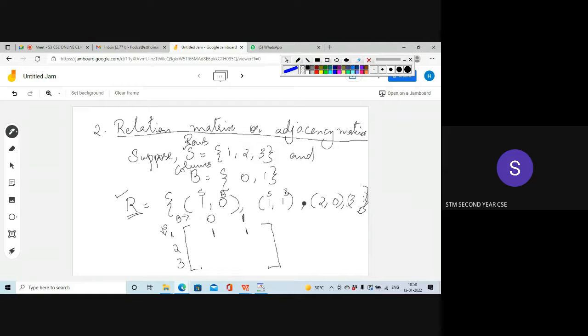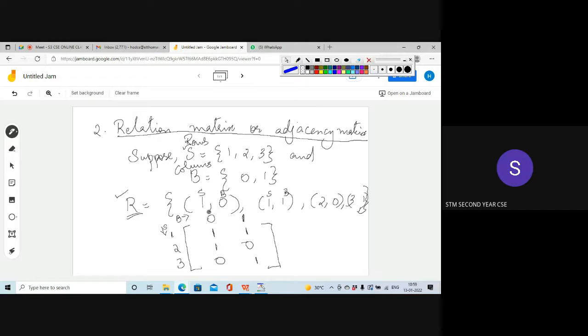Okay. Next 2, 0. So for 2, 0, I can put a 1. And next is 3, 1. From 3 to 1, set S contains 3 and set B contains 1. So for 3, 1, again I can put a 1. And the remaining elements will be zeros. Okay. Is it clear? So this is how you represent a relation matrix or adjacency matrix.